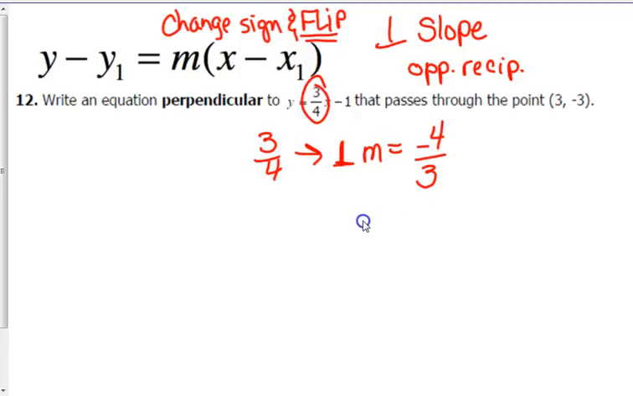JJ, you writing this down? Yeah. Good. Summative for taking the notes.